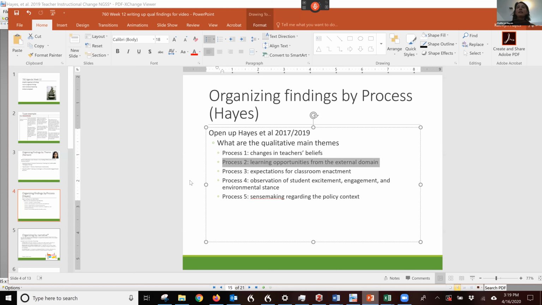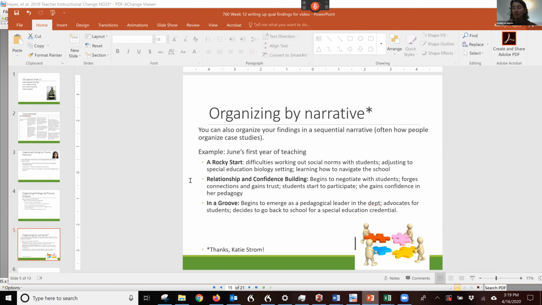And then finally, you can organize it a lot of different ways, but I'm highlighting three ways. Another way is to organize it by narrative, and thanks to Dr. Strom, this is more her area, where it's kind of a sequential narrative, especially if you're doing a case study, especially if it's a case study of a person, a lot of times a narrative is a great way to lay out your findings.